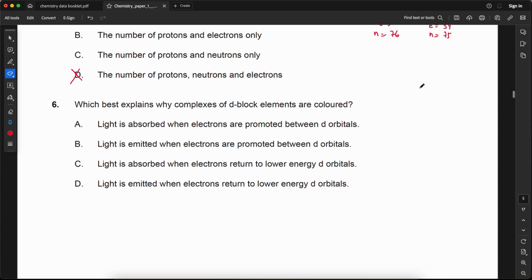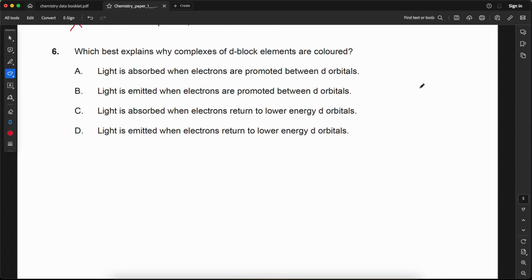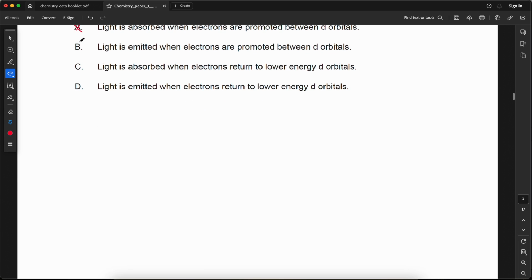Which best explains why complexes of d-block elements are colored? The answer is A. All right. So valence d orbital, okay, so it should be partially filled. If it's completely filled, the transition metal will not display color. So partially filled is one of the reasons why transition metals display color.